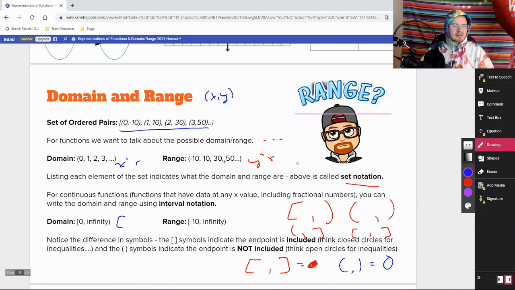Another way to write this, and I didn't because it doesn't show up when I type it properly, is you could make it look like that. Good old infinity sign.